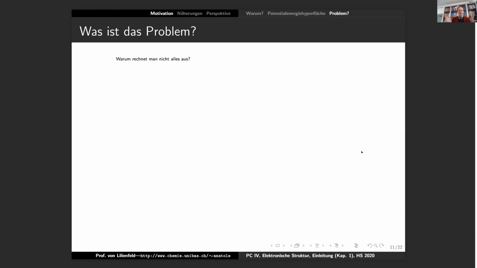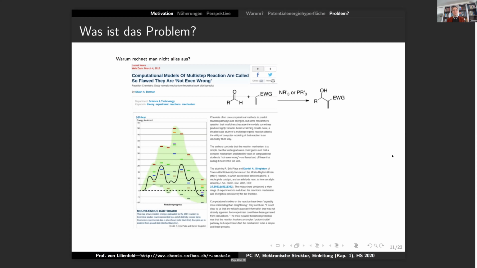Okay, so if this is also great, and if this works also well, why don't we just calculate it all, right? And that brings me back to this case, why to all the systems we don't understand, right? We understand very few systems, but what is the problem then, right? Well, this is a recent snapshot from the Chemical and Engineering News, which is sort of the newspaper of the American Chemical Society, which is the largest society of chemists on this planet.